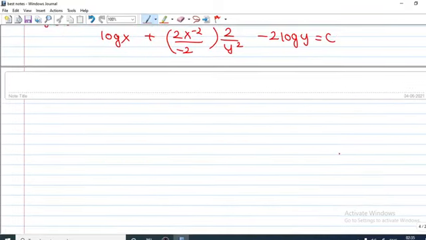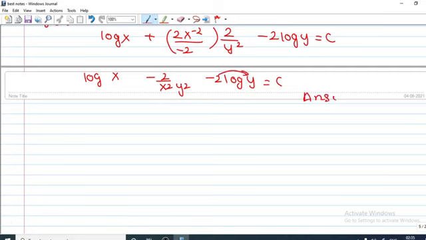After this, you can get log x minus x square by y square minus 2 log y equal to c. You can write this as log x by y square, where this 2 will move to the top. But that is just a manipulation. So this is our answer. Now let's move on to the next question.